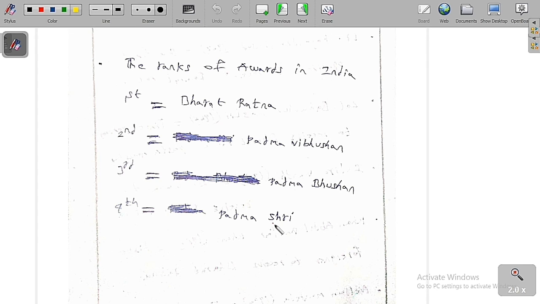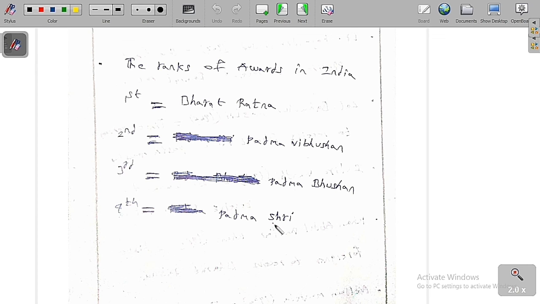Then comes Indira Gandhi in the year 1971. She is the first woman to receive the Bharat Ratna. So Indira Gandhi was the first woman to receive the Bharat Ratna in the year 1971.